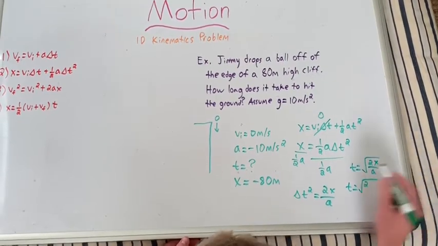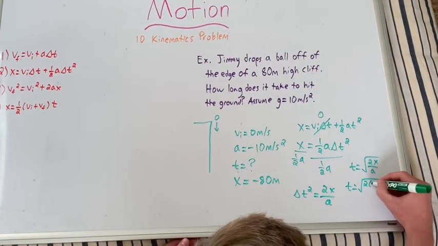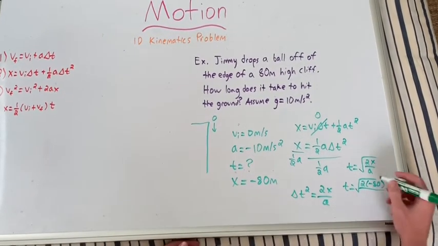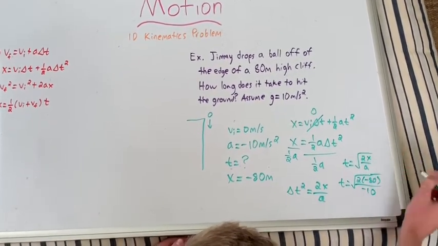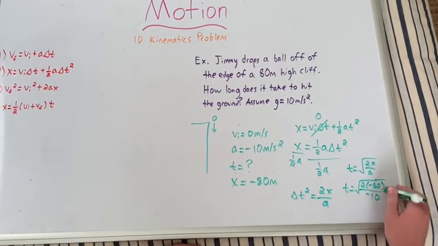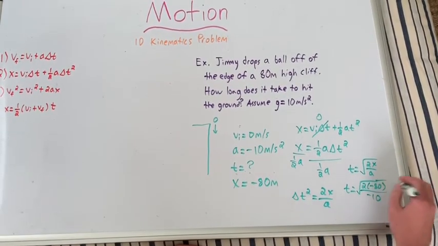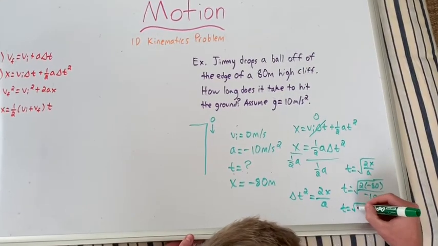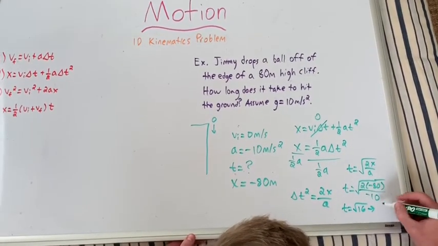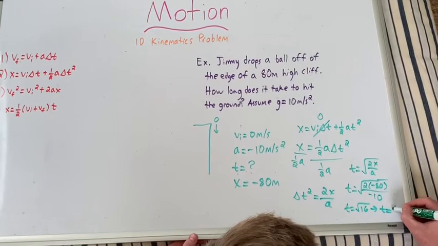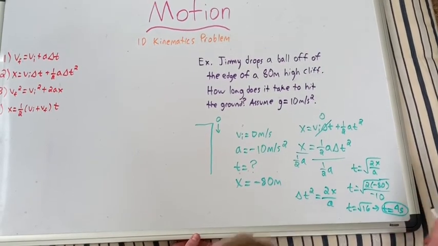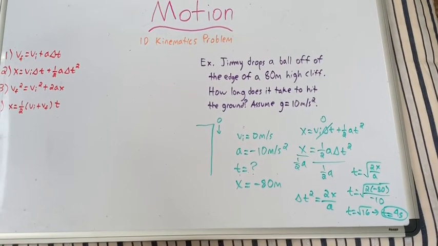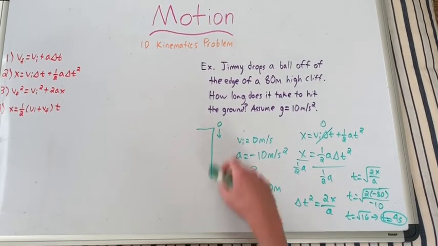So we know that the displacement is going to be negative 80 meters. And we know the acceleration is going to be negative 10. So what we end up with is negative 160 divided by negative 10. So we get t equals the square root of 16. And we get t equals 4 seconds. So when Jimmy drops the ball, it'll take exactly 4 seconds to travel to the bottom and hit the ground.